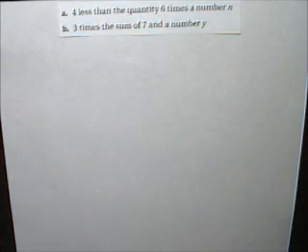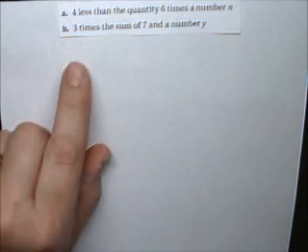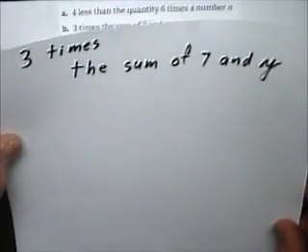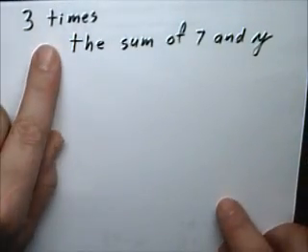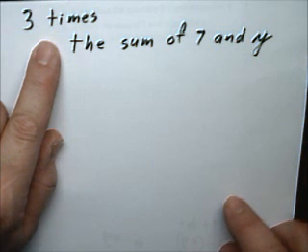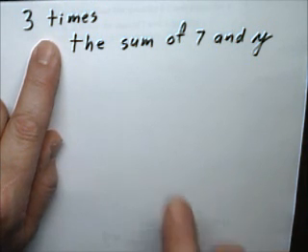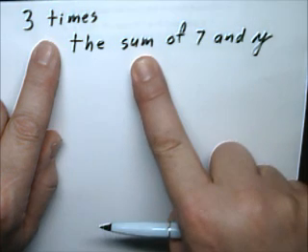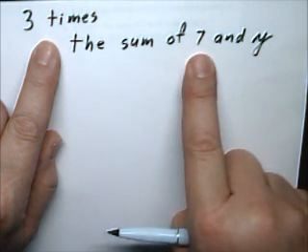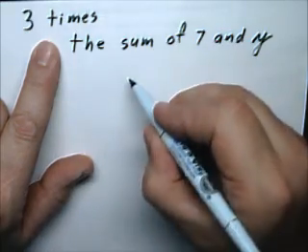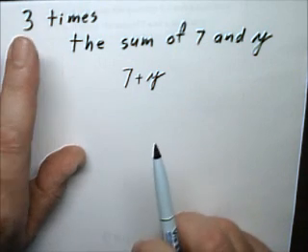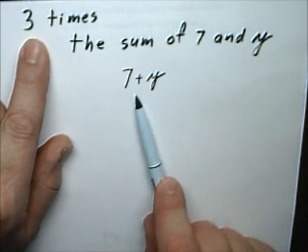The second one is 3 times the sum of 7 and a number y. 3 times, you have to write these things out so that it makes sense to you. 3 times, I know that I'm going to have to multiply by 3. Now the sum of 7 and y, the sum is addition, so I have to add 7 and y, and then I got to multiply 3 times this.